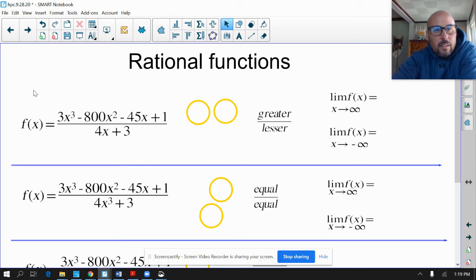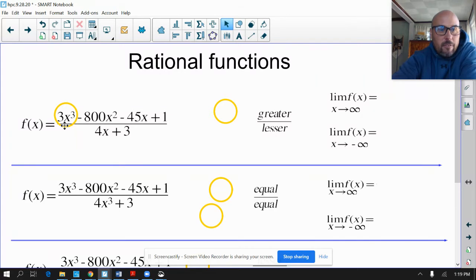Rationals. Similar thought process, but different enough. Rational functions, the root word is ratio, so you're comparing. You've got two polynomials, and one is being divided by the other. And again, the dominant term.